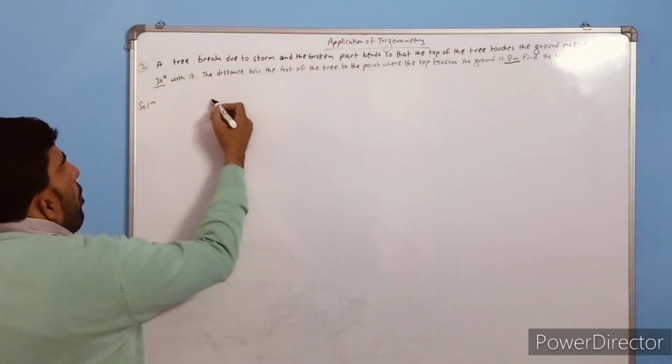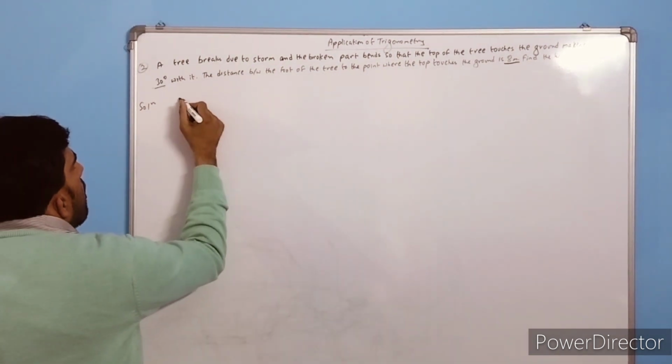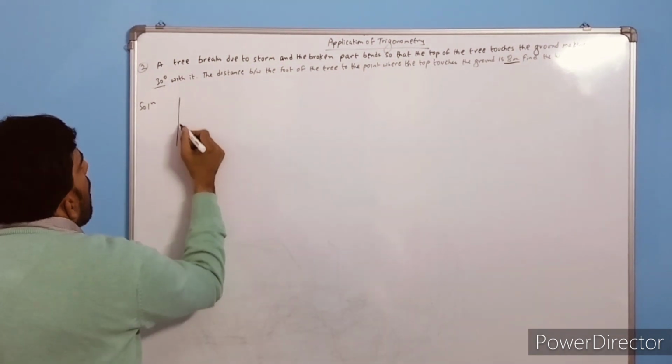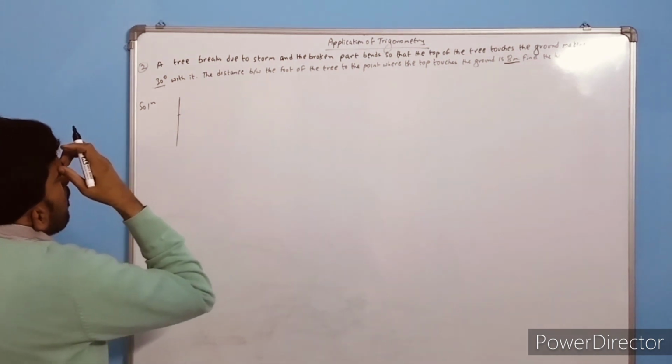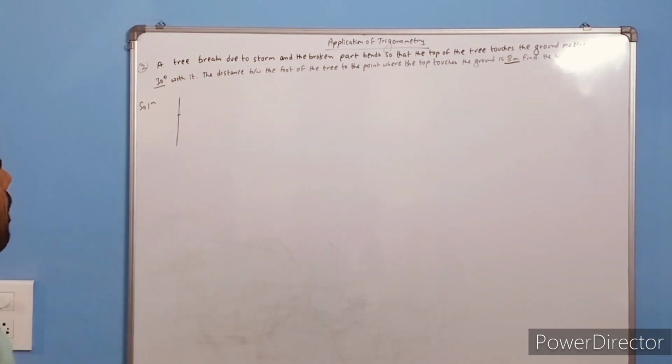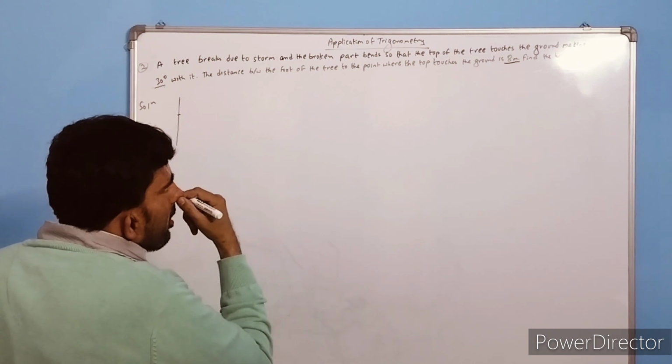Now according to it, let us first draw a figure. This says, for example, if I consider this one, that a tree breaks due to storm, and the broken part bends.